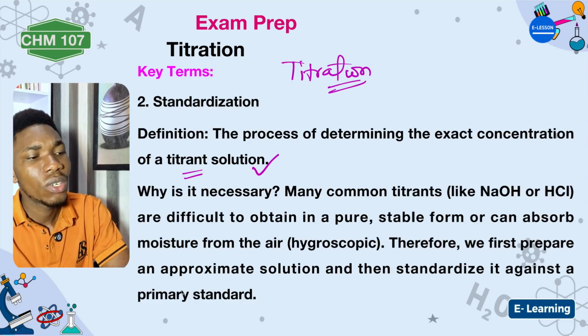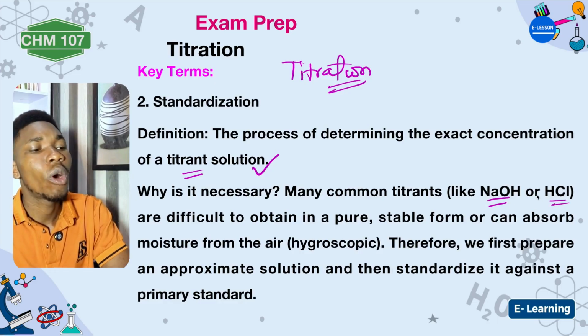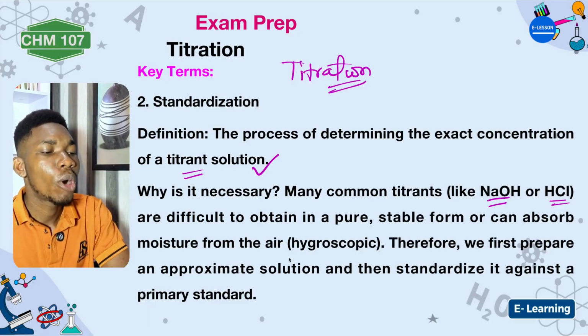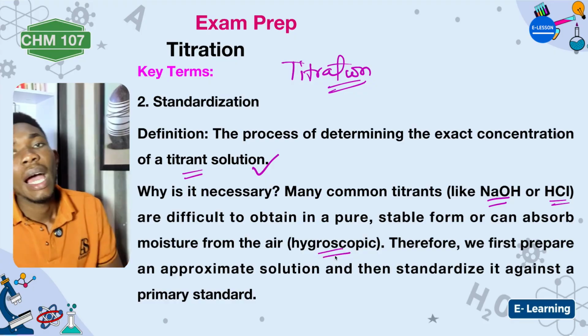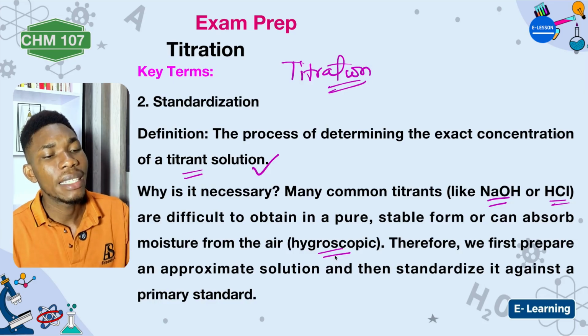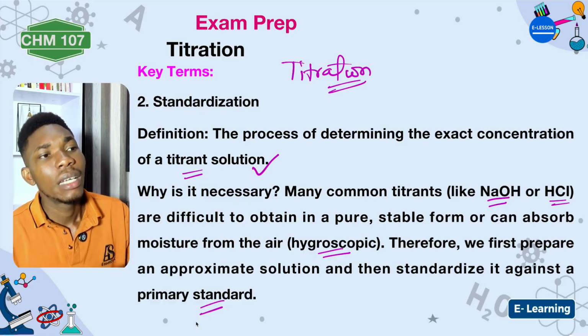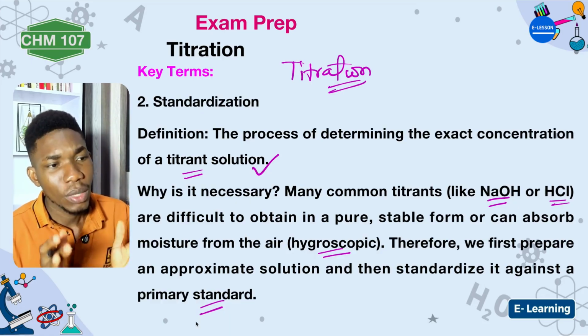Now, why is standardization necessary? Because many of these titrants, like sodium hydroxide or HCl, are difficult to obtain in pure, stable form, or can absorb moisture from air. That property is called hygroscopy. Therefore, we must first prepare an approximate solution and then standardize it against what we call a primary standard. Now, what do we mean by this?